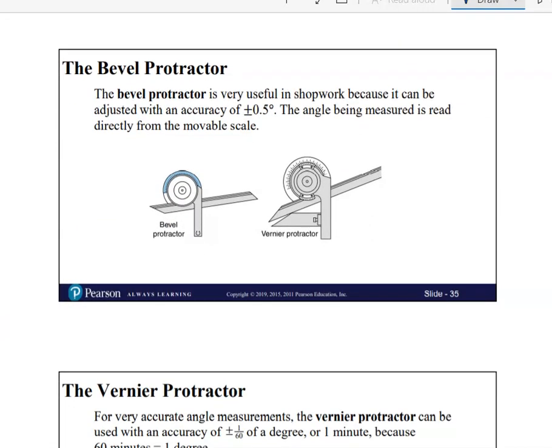The bevel protractor is very useful in shop work because it can be adjusted with an accuracy of plus or minus 5 minutes, or 5/10 of a degree. The angle being measured is read directly from the movable scale.